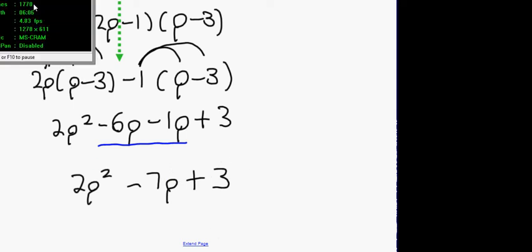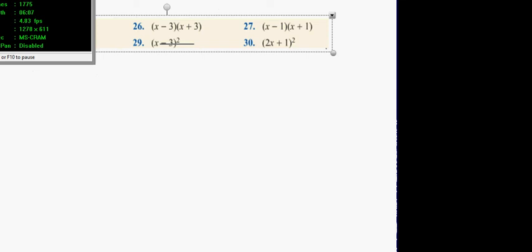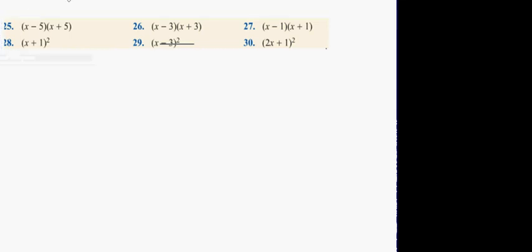Okay, guys. Got it. This one here, as you can see, 25, 26 and 27 are exactly the same type of question. Now, number 28, 29 and 30 are different. What 30 is doing is a fancy way of saying this, guys. 2x plus 1 squared. What does that actually mean? Now, what that actually means is the following.